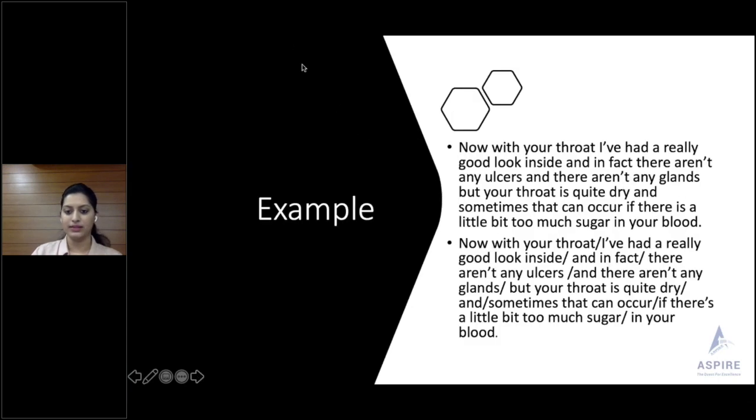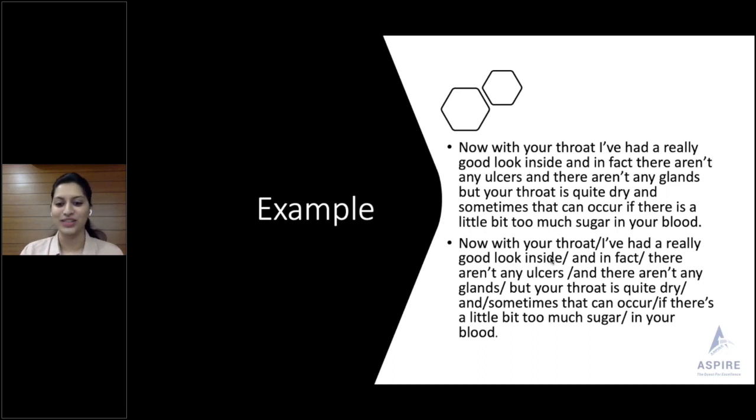Now let's look at an example. Now, what is on top here? This is what you're not supposed to do, and this is what you're supposed to do. So let me just read out the example for you. When you say, now with your throat, I've had a really good look inside, and in fact, there aren't any ulcers and there aren't any glands, but your throat is quite dry, and sometimes that can occur if there is a little bit too much sugar in your blood. Please do not do that.